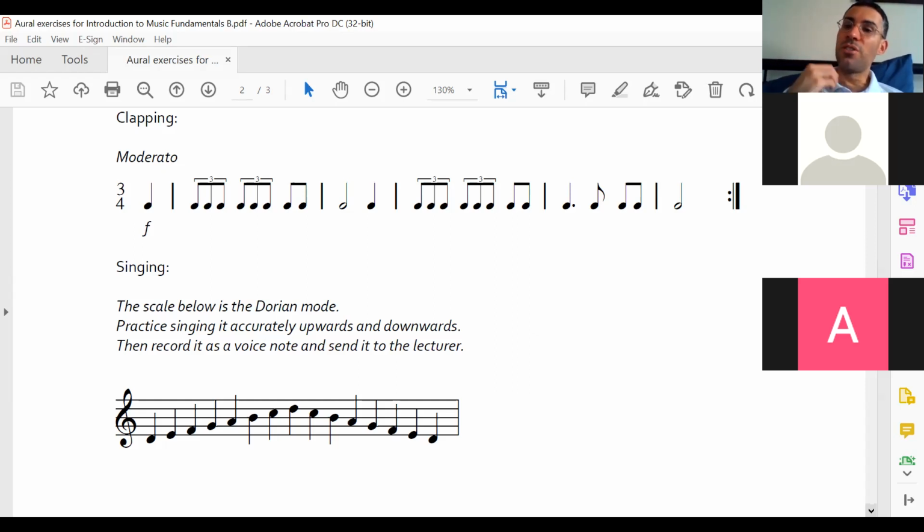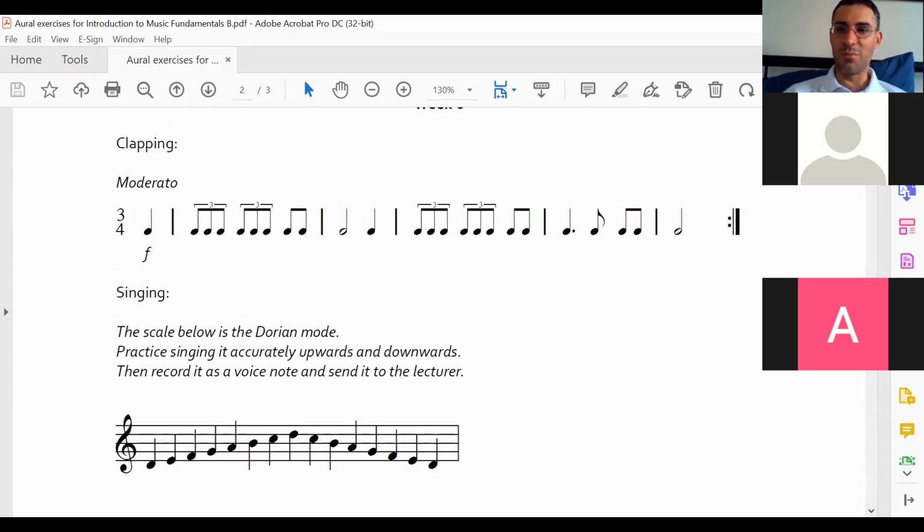Now I'm going to record that as a voice note, which I'll send on the group. It is your task to try and imitate that exactly. Okay, I want to hear you be able to sing the Dorian mode going up and down completely accurately. All right, so that's what your oral exercise is going to be this week.